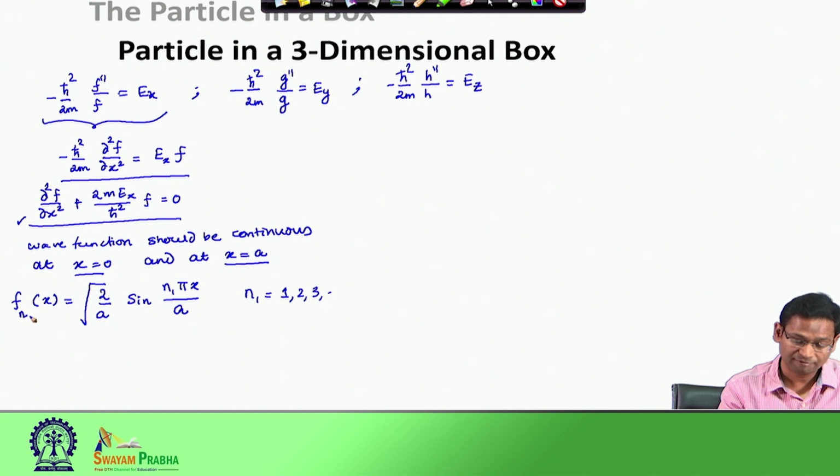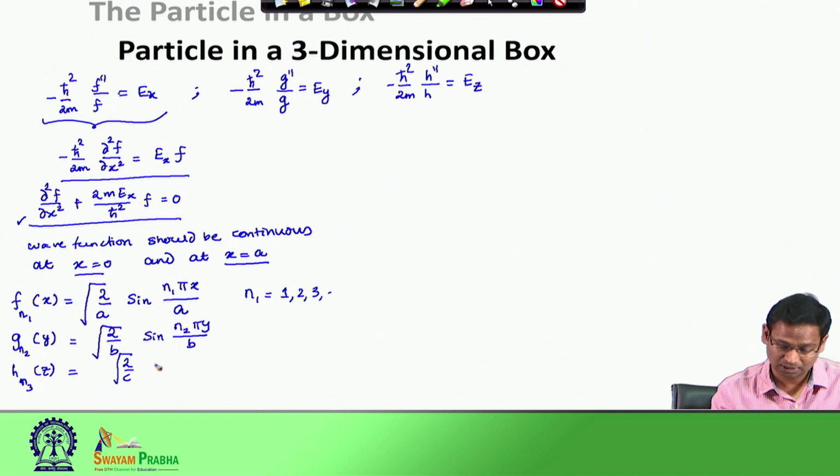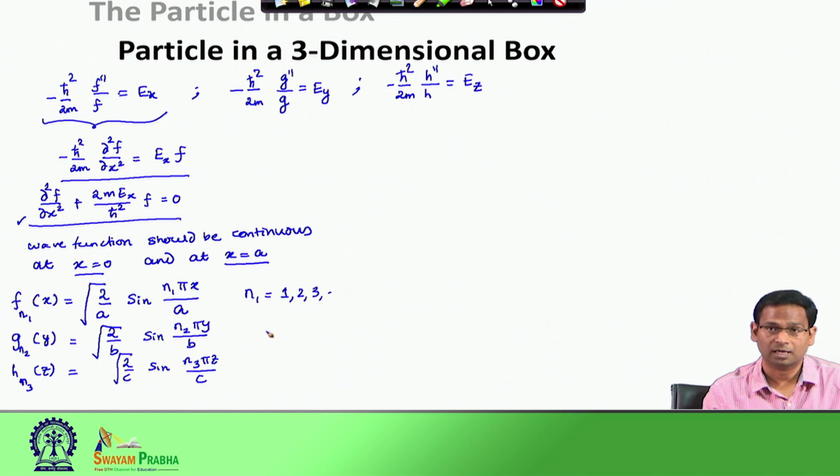So, therefore, this function f has a dependence on one quantum number n1, and similarly I can write the function g, which will be a function of y with n2, and the function h, which will depend on z as square root of 2 over c, sin n3 pi z divided by c, where a, b and c are the size of the cuboid along x axis, y axis and z axis, and in this case n2 also goes 1, 2, 3 and so on. n3 can also become 1, 2, 3.